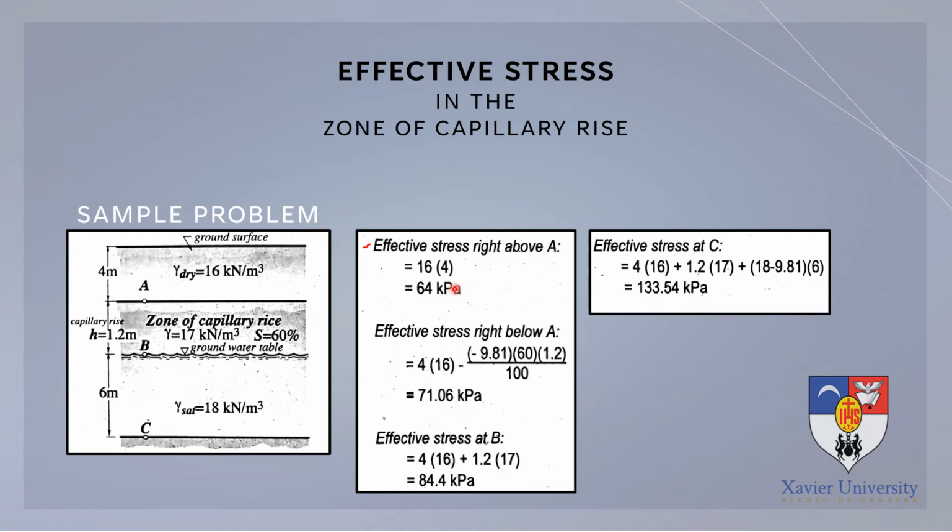So it's still bigger than the effective stress at A, because we know that stress or pressure is proportional to depth. So as our depth increases, the effective stress also increases, despite the subtraction that we had here. So next, we are asked to solve for the effective stress at point B.